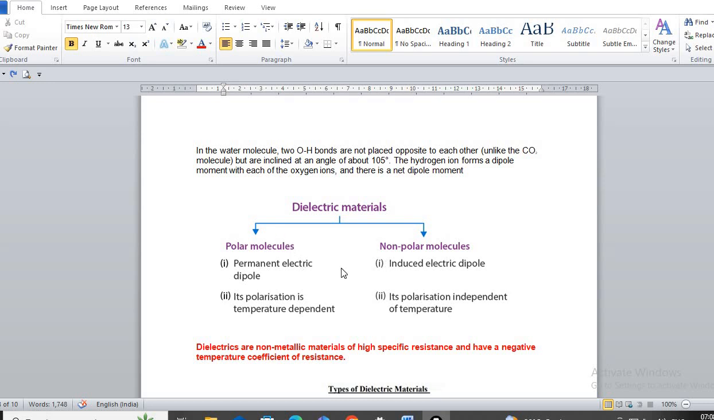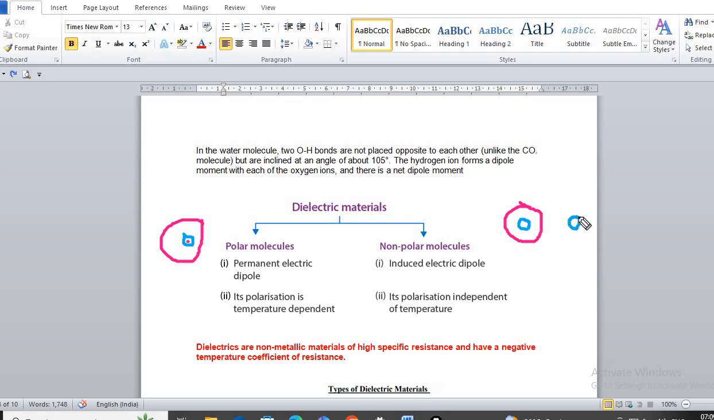Now come to this point, a comparison between these two. You have permanent dipoles in one and induced dipoles when you apply a field in the other. The polarization is temperature dependent here, and here it is temperature independent. But the most important part is that you have a nucleus and surrounding it there will be electrons. In polar materials, obviously they are not coinciding with each other. But in non-polar, the electrons and the nucleus are exactly coinciding with each other initially. But as we apply the field, they will shift.